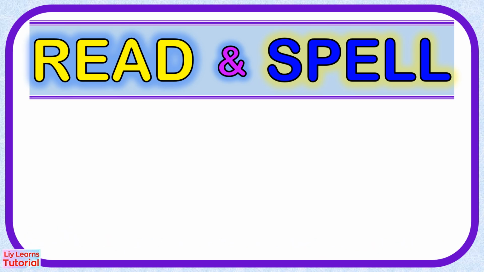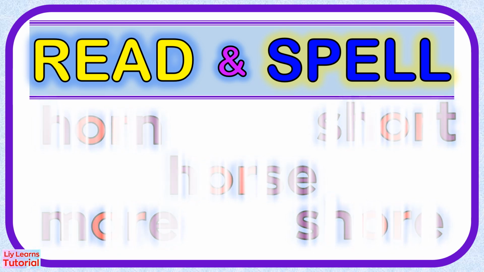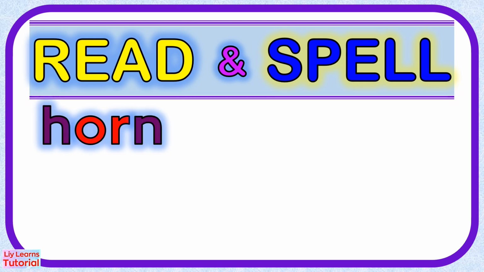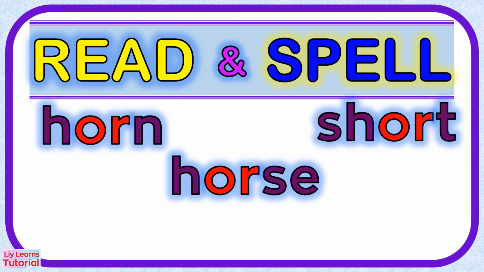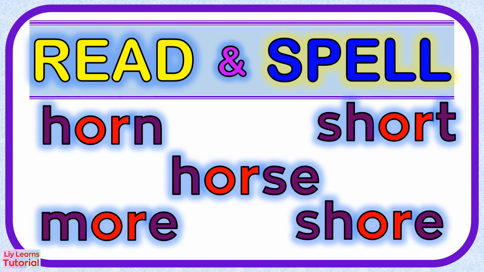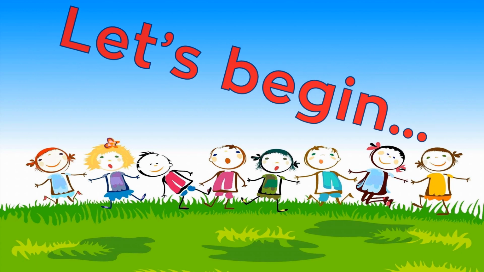Let's try to read and spell words with OR sound that are spelled OR. Let's read the words. Horn, horse, short, more, shore. Let's begin.